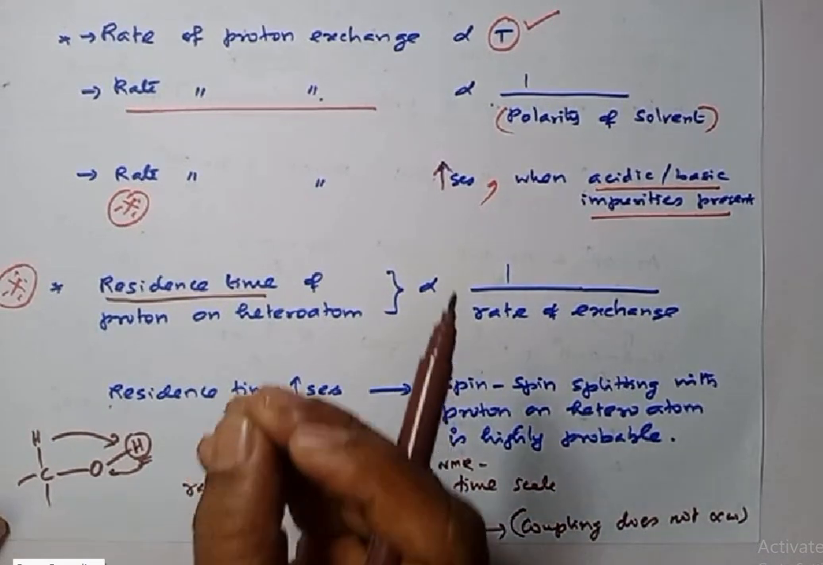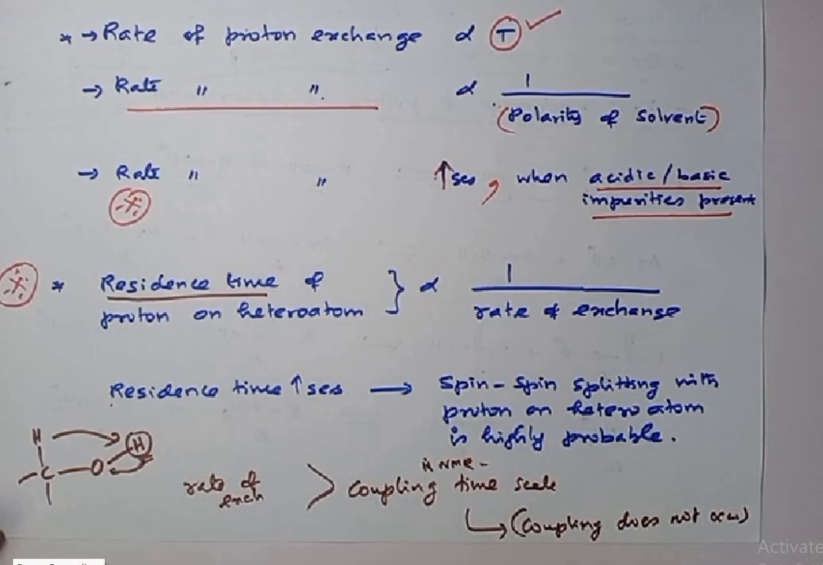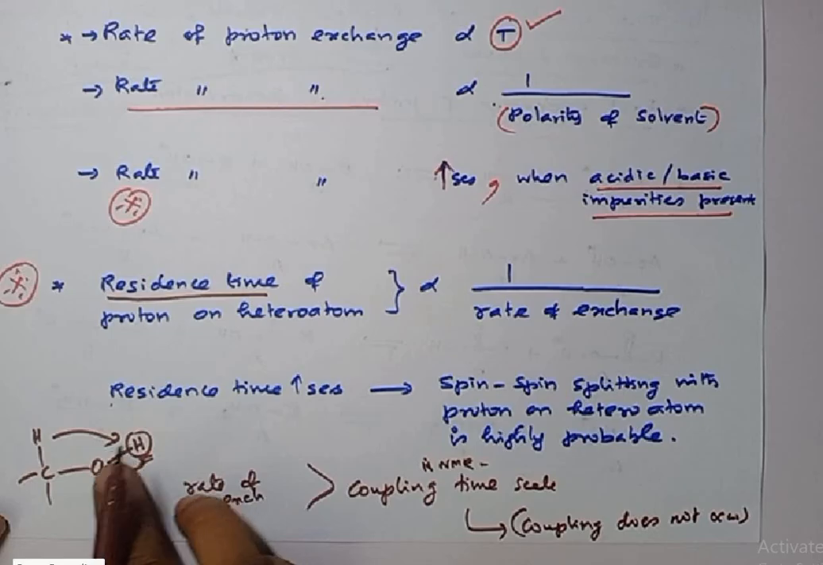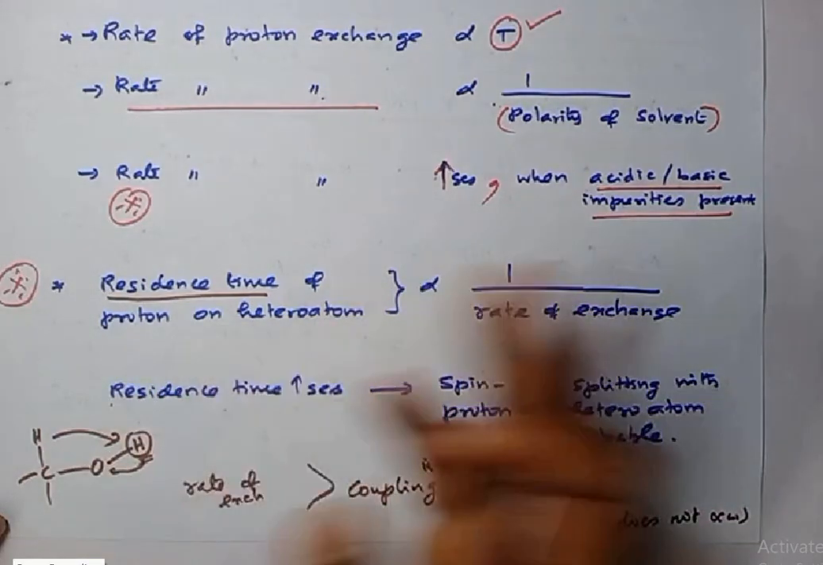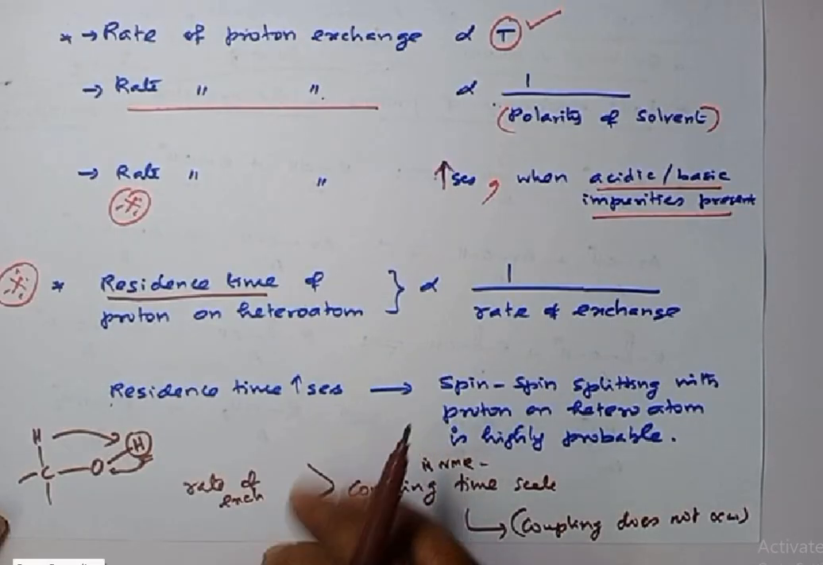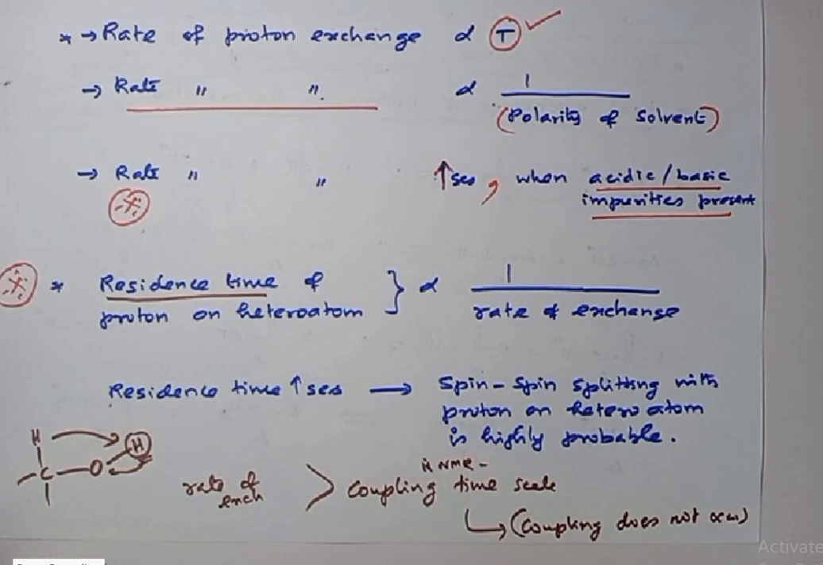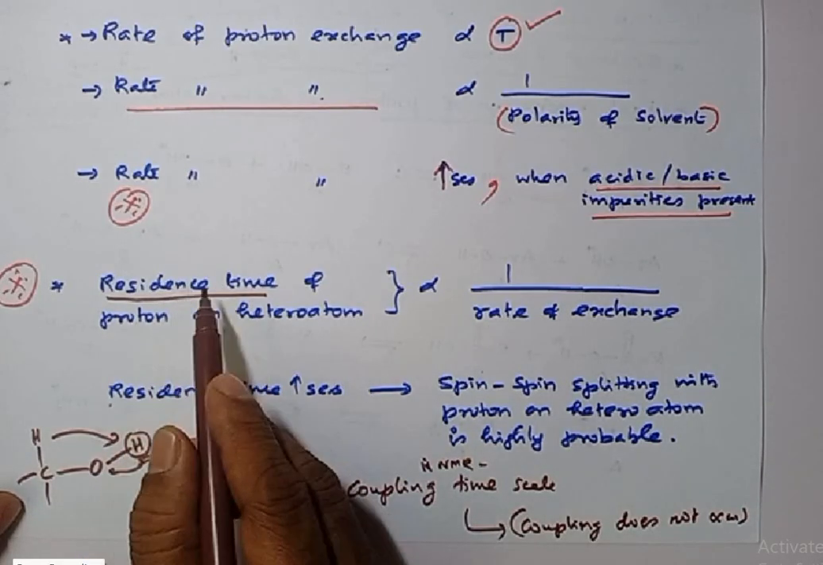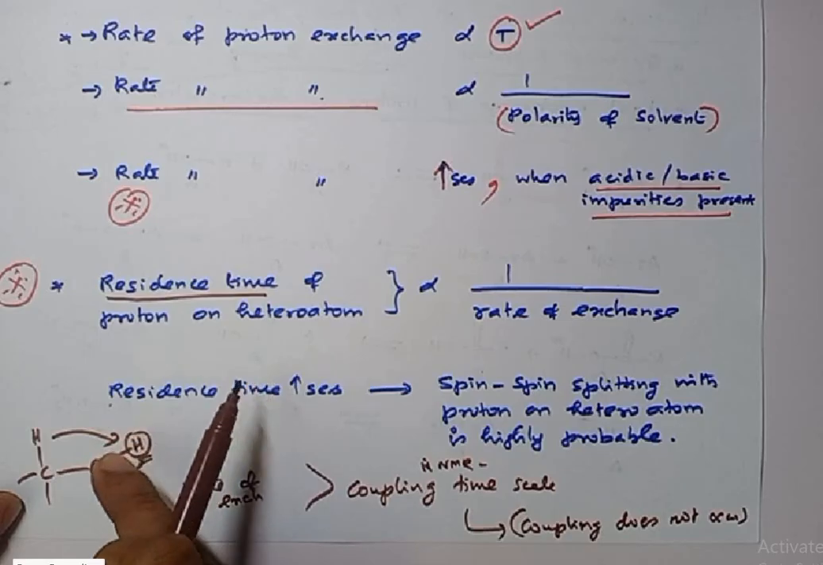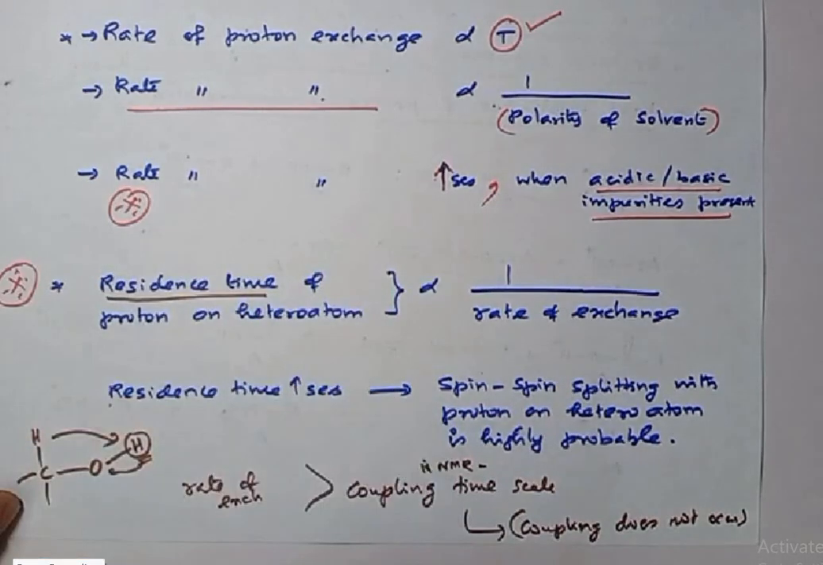We need some sufficient time for the hydrogen to be present on oxygen. Then only will coupling occur. If the hydrogen attached to oxygen is involved in fast proton exchange, then it is very difficult for the adjacent proton to couple with that. Residence time is how long that hydrogen is present with this oxygen. That time is called residence time.